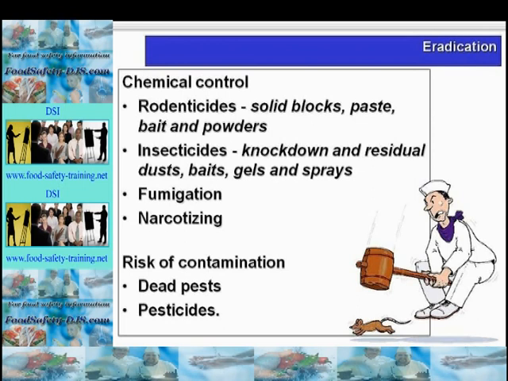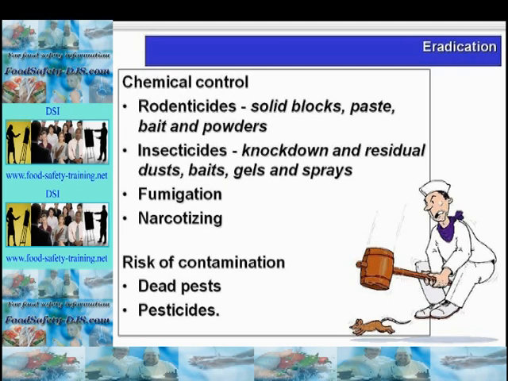Chemical control, the second way in which we control pests, is the use of rodenticides for rodents and insecticides for insects. Rodenticides come in the form of solid blocks, paste, bait, powders, and narcotizing. Insecticides come in the guise of knockdown or residual, to break the life cycle, such as dusts, baits, gels and sprays, and also fumigation. When using chemical control, always use a reputable pest control contractor. The use of pest control contractors does not absolve managers from the responsibility of keeping premises pest-free.